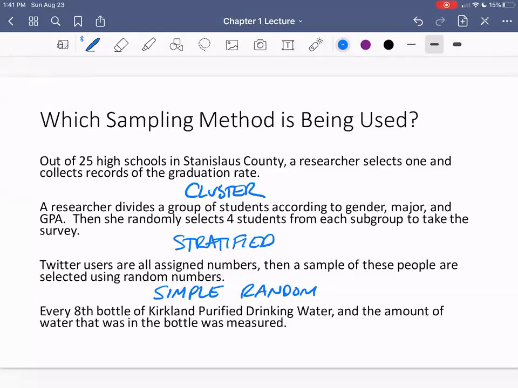The last one is every 8th bottle of Kirkland purified drinking water and the amount of water that was in the bottle was measured. So every 8th bottle. So now we are systematic.